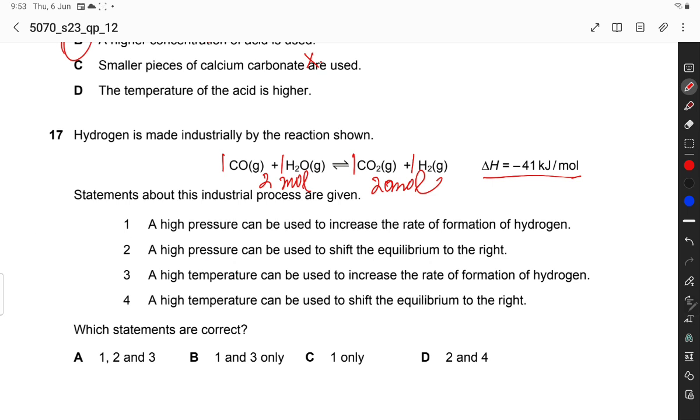So which statement, a high pressure can be used to increase the rate of formation, can be increased? Because when we increase pressure, the volume of these gases is decreased, which increases the rate of reaction. So high pressure can be used.